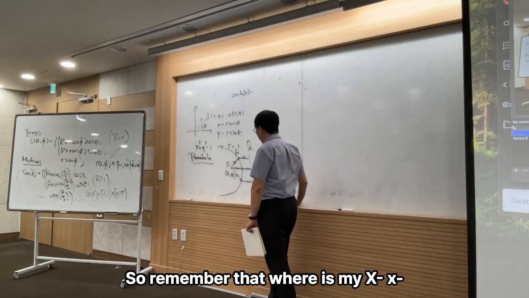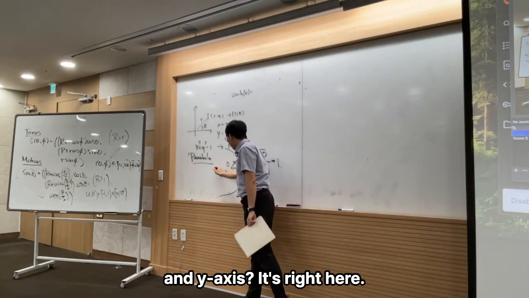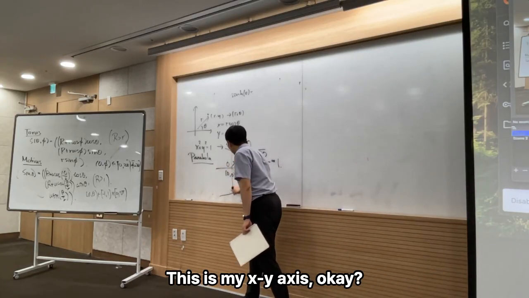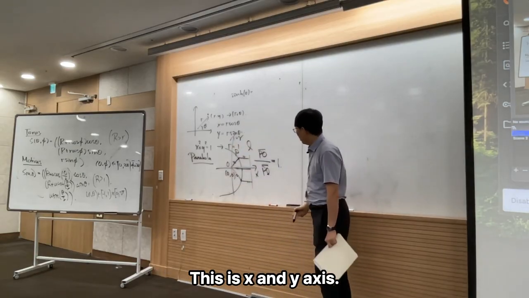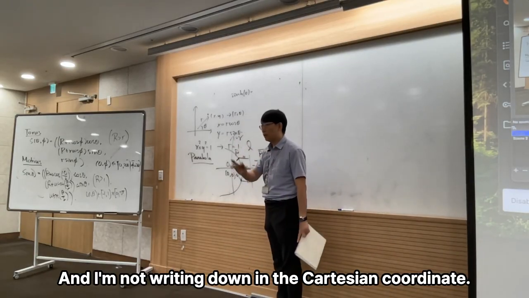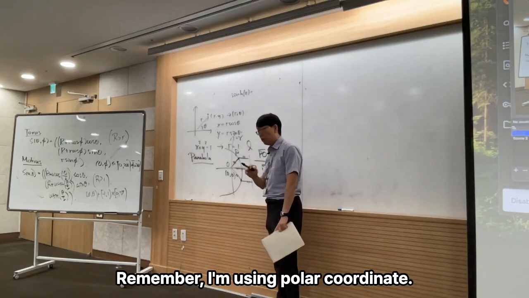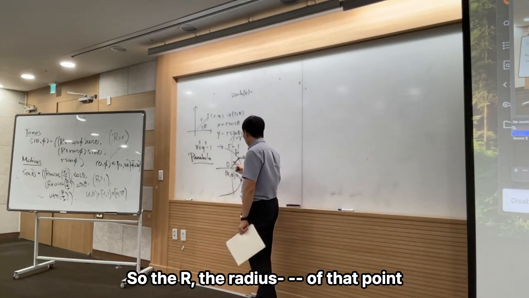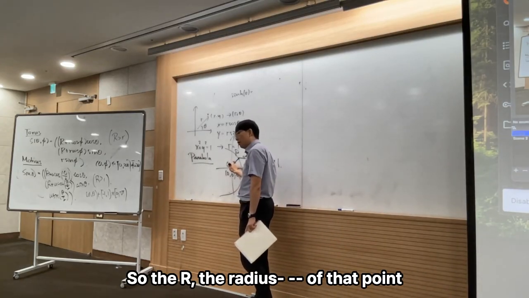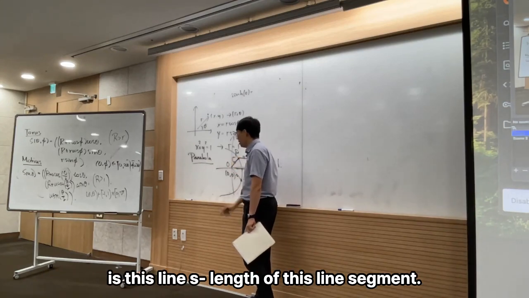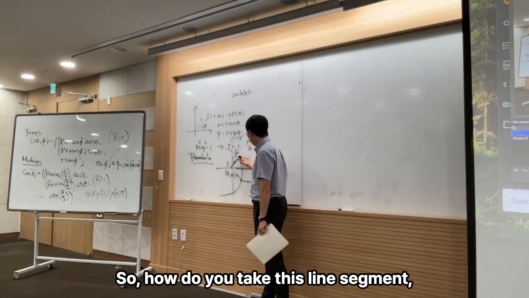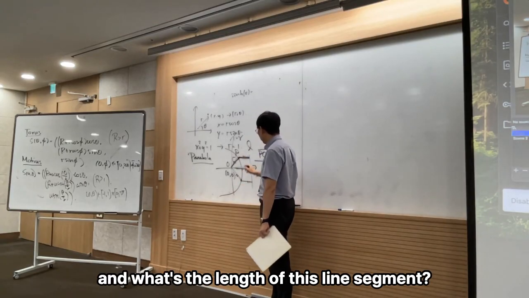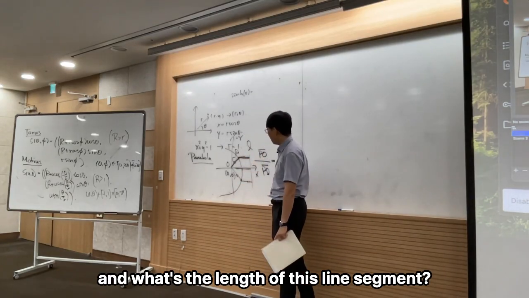Remember, where is my x and y axis? It's right here. This is my xy axis, and I'm not writing this in Cartesian coordinates. Remember, I'm using polar coordinates. So r, the radius of that point, is the length of this line segment. This is r. So how do you take this line segment? What's the length of this line segment?